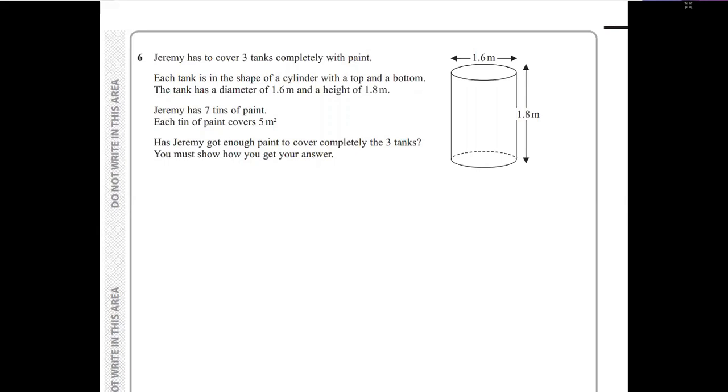Right. So what do you think we need to work out first of all? Area of the cylinder. The surface area, you mean to say? Yeah. Do we need to paint the top and bottom as well?